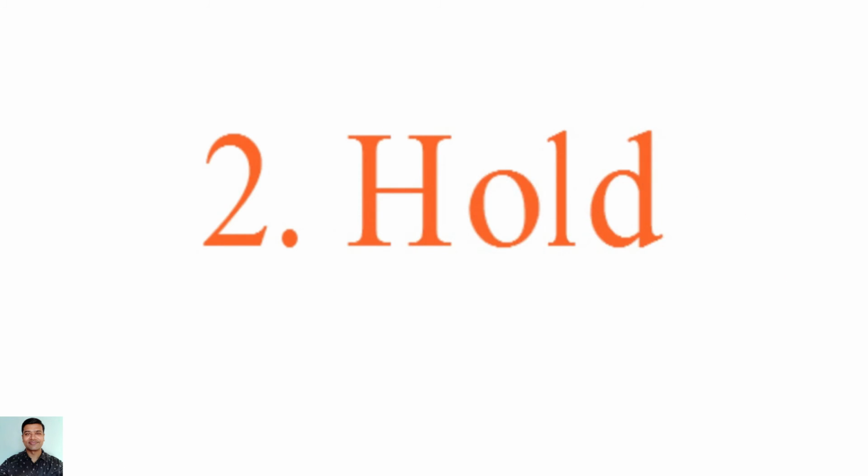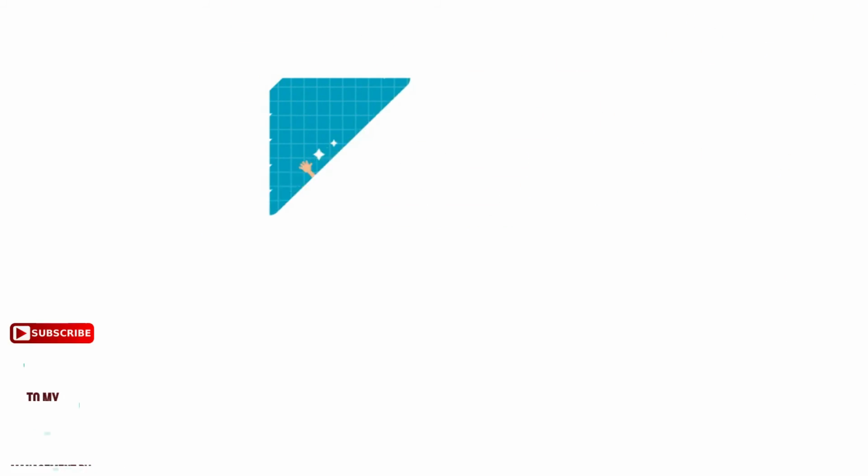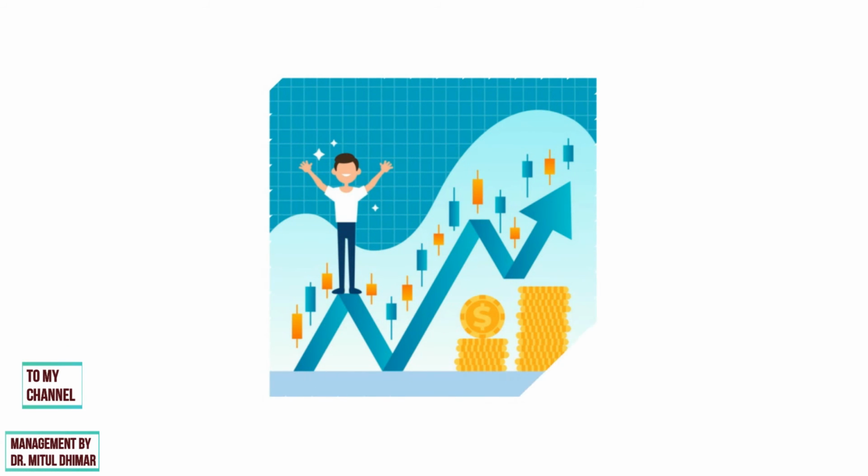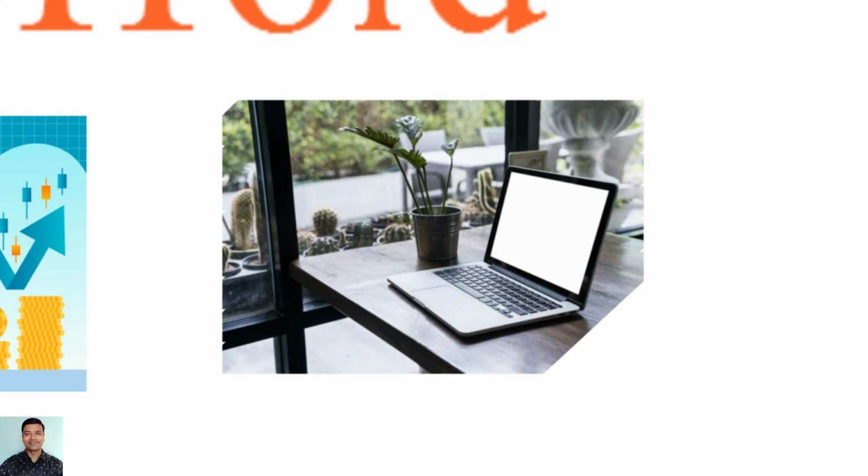Number 2. Hold. Keep the cash cows because they provide resources for future growth and investment in question marks and stars. Here, the company invests just enough to keep their current condition. For example, Apple's MacBook has consistent market share and steady revenue, which make it a cash cow for the company.